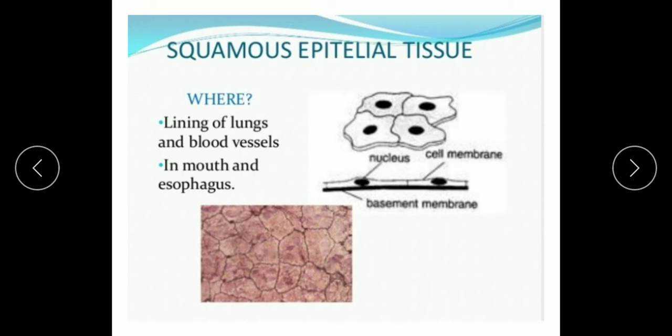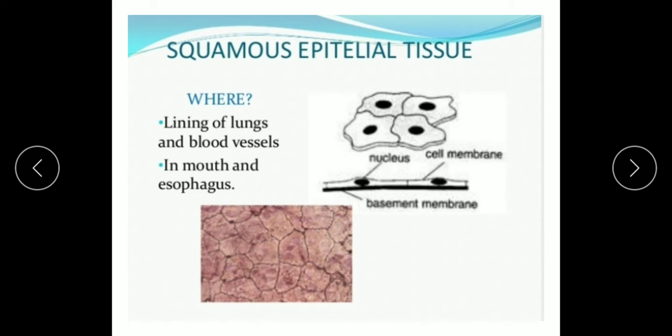The squamous epithelial cells are found in the lining of the lungs, blood vessels, mouth and esophagus. This is important content for your next class or your higher studies. The epithelial tissue, especially squamous epithelium, is found in the lungs, blood vessels, mouth and esophagus.